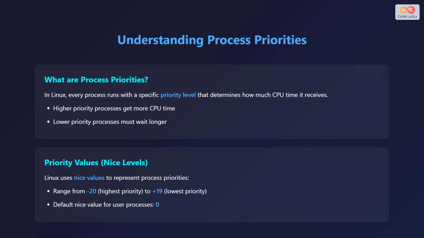Linux uses nice values to represent process priorities. These values range from -20, which is the highest priority, to +19, which is the lowest priority. The default nice value for user processes is 0.